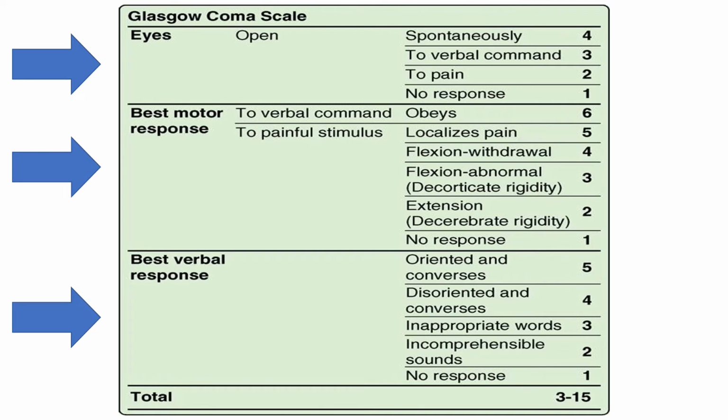Now last, looking at that third section, verbal response, I want to see if our patient can speak in a meaningful way to us. If my patient is oriented and converses, then that would be 5 out of 5 points. Now, if they can still have a discussion with me, but I start to realize that they don't know where they are, or maybe they don't know what year it is, that would be 4 out of 5 points.